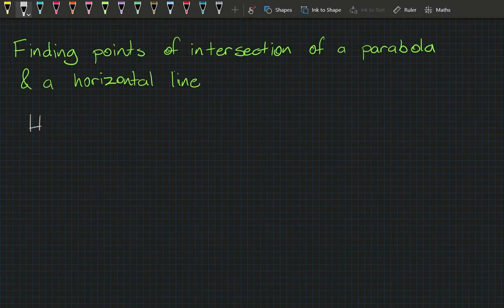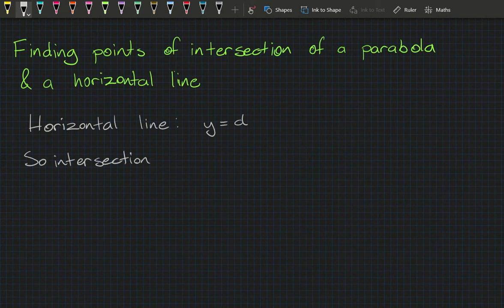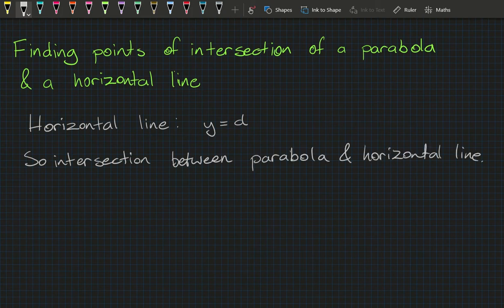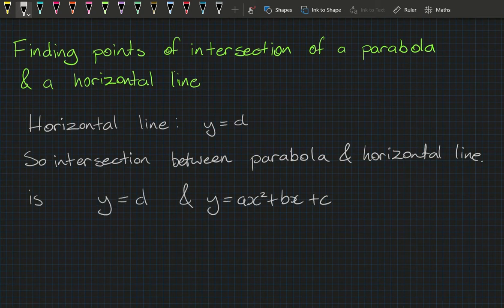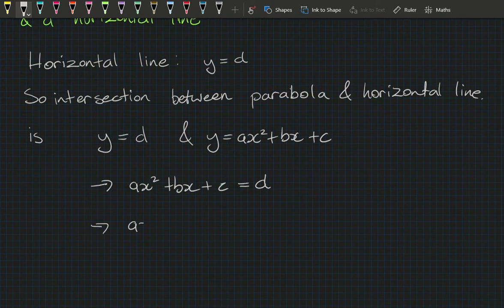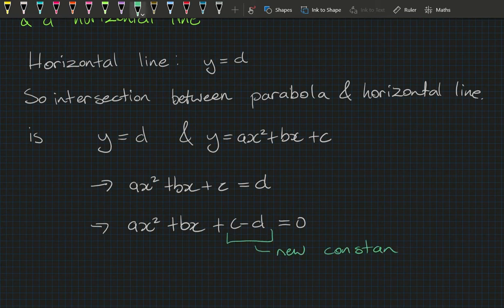A horizontal line can be described as y equals d. And we know now that the intersection between a parabola and a horizontal line will be where y is equal to d and y is equal to a times x squared plus bx plus c. And really, that's just the same as saying that the quadratic a times x squared plus bx plus c is equal to d. And when we subtract d from both sides, we get a times x squared plus bx plus c minus d equals 0. And we've pretty much got the same parabola, it's just that we've got a new constant.